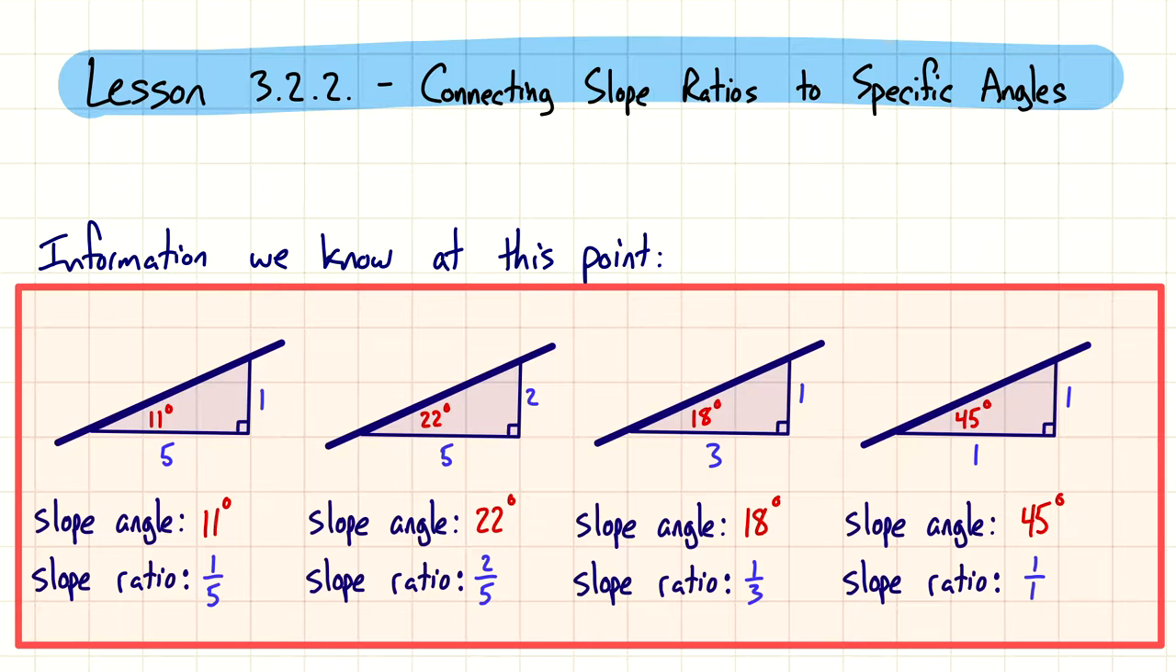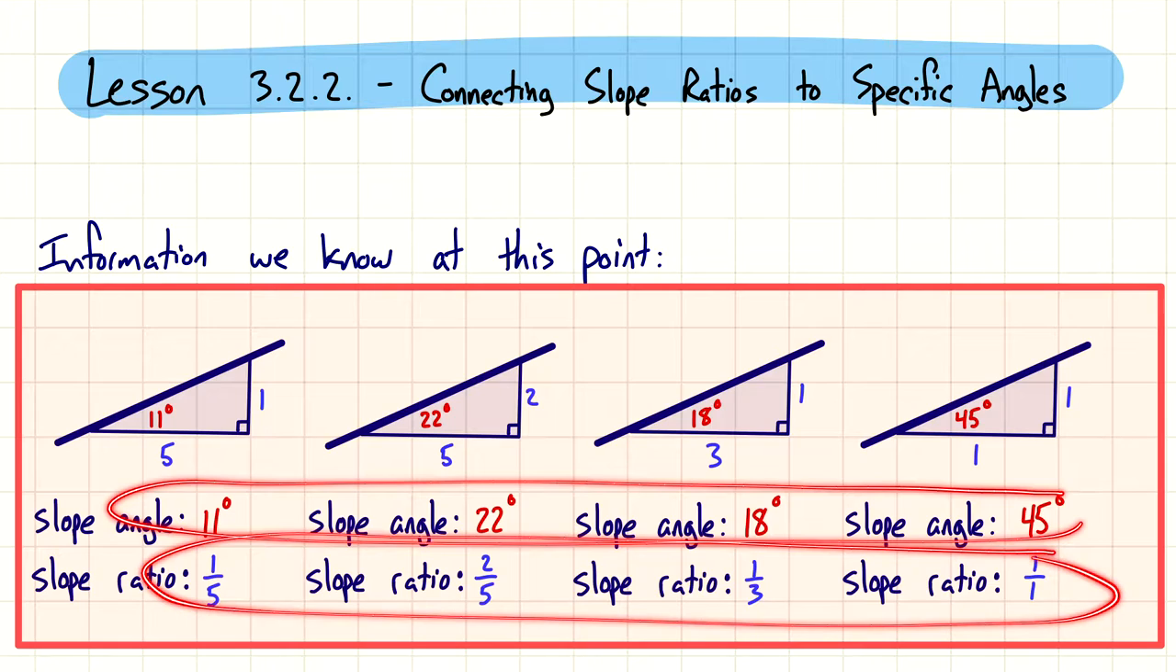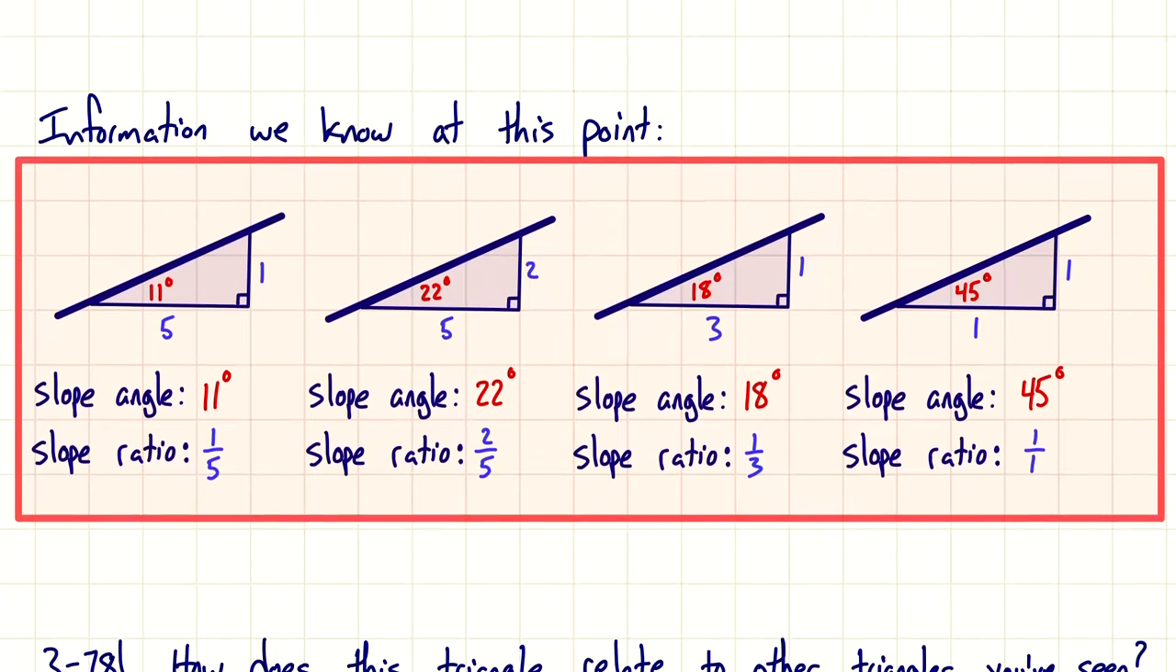So you'll notice as the angle increases, so does the ratio. It also increases, all right? And you'll notice that every slope angle has a different slope ratio. So we're going to use this information in the problems we're going to be doing in this lesson.